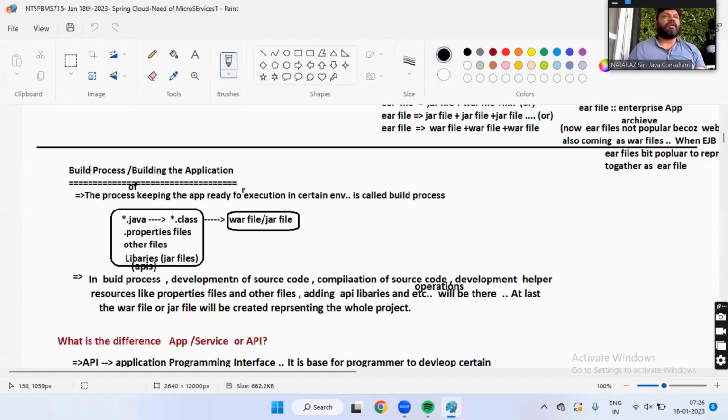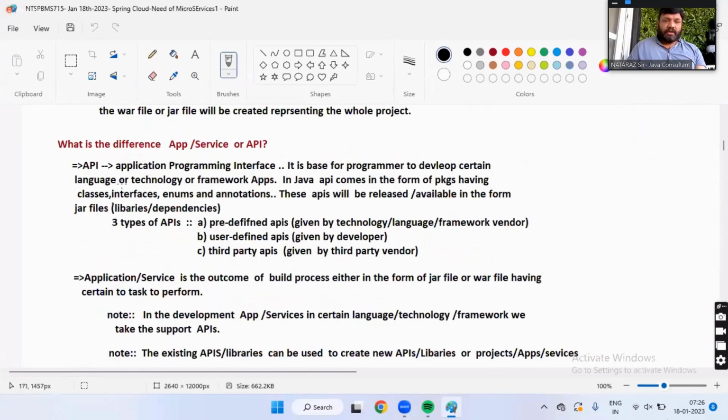The process of keeping the developed web application or any application in a web server for execution is called the build process. It's all about keeping our code ready for execution. The process of keeping an application ready for execution in a certain environment is called build process. Then what is the difference between application and API? Application is developed by using API.